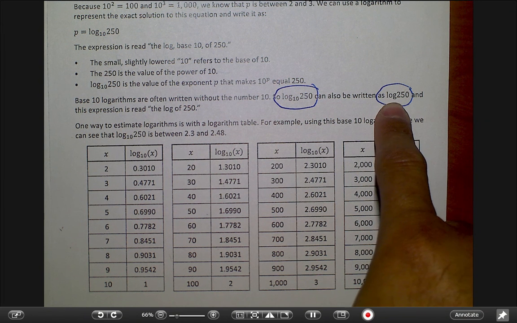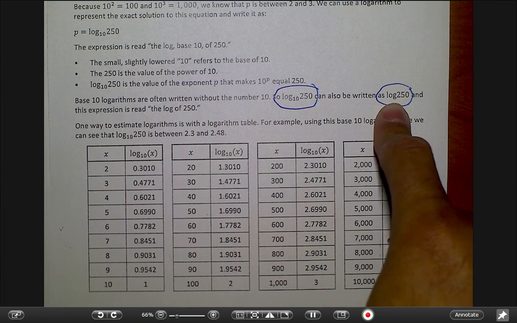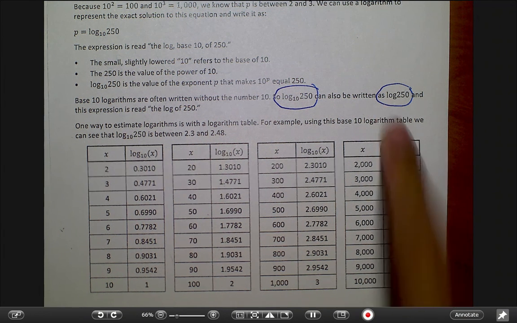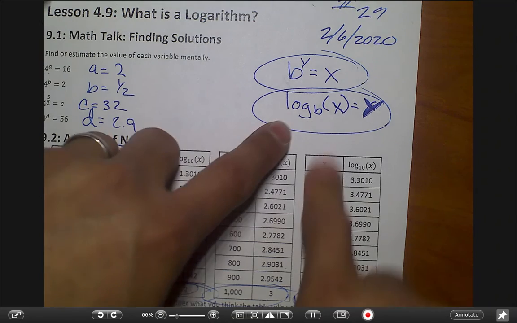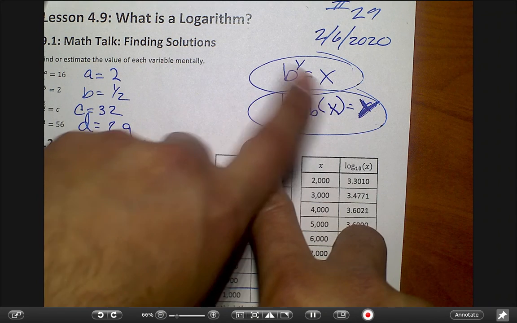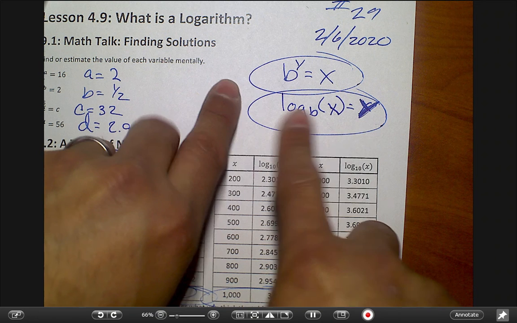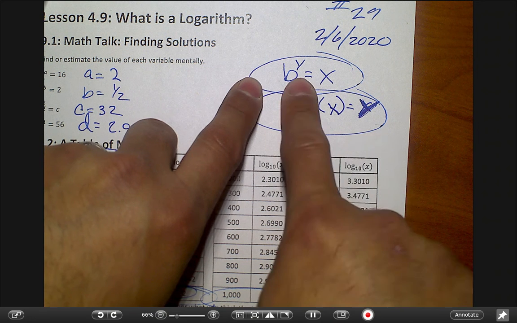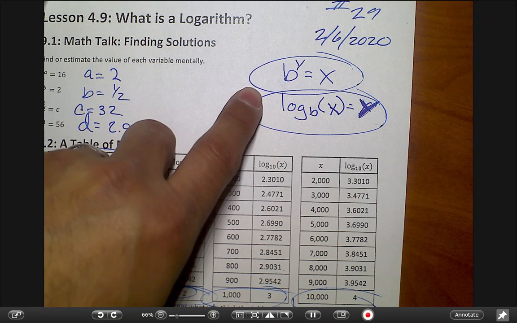Log is an inverse of an exponent. That's why I had you guys write this down, because it's going to be an inverse. It's rewriting this in exponential form.